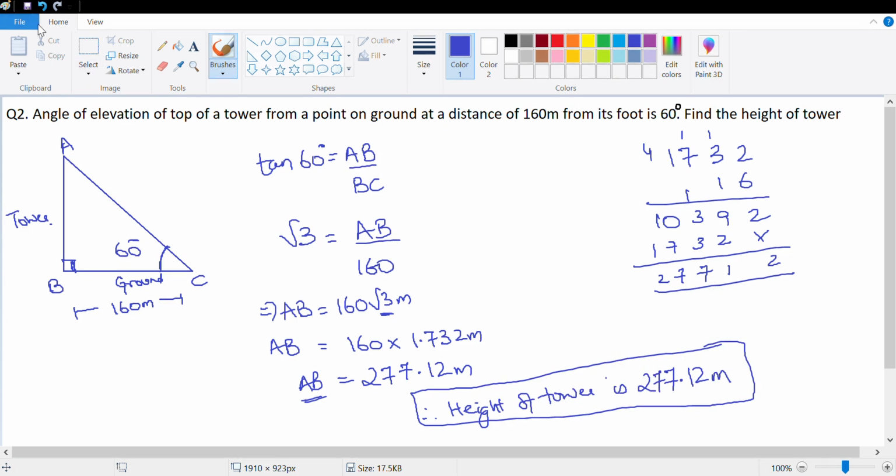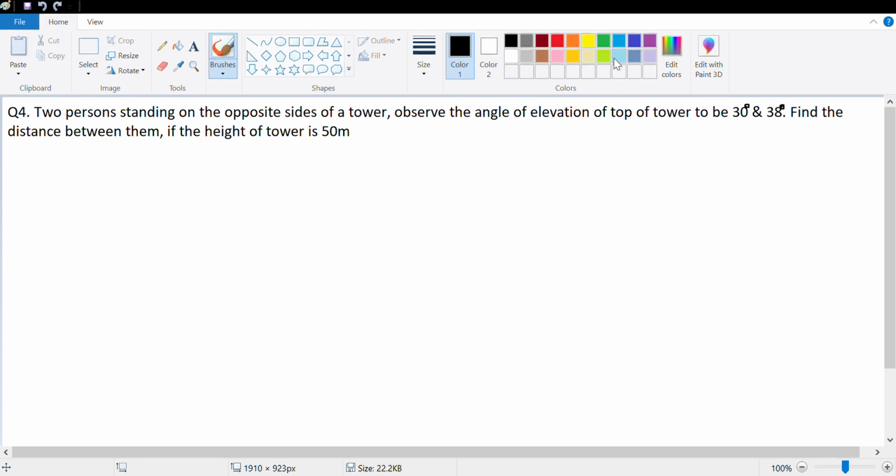Let's look at the next question. The next question that we solve is question number 4. It says two people standing on opposite sides of a tower. This time we have a slightly different question. There are two people now. So this is the tower. One person is standing on one side, the other person standing on the other side.